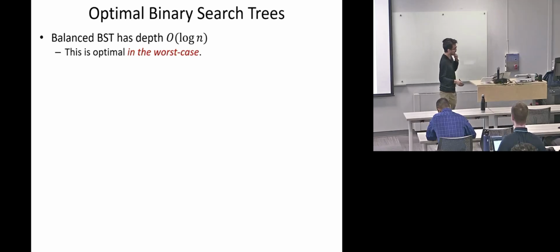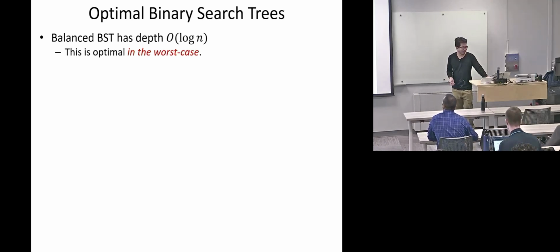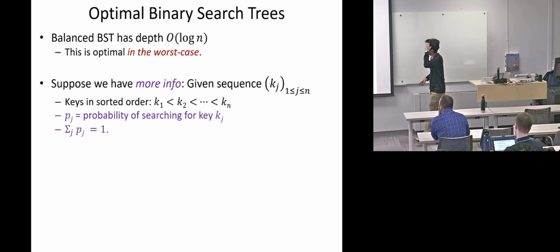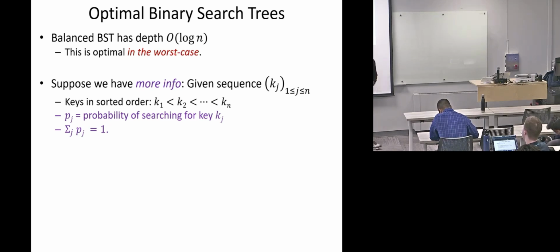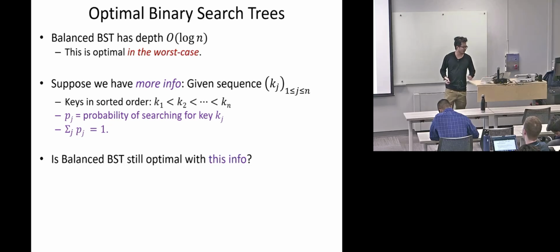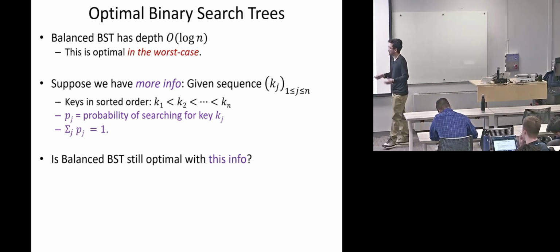Okay, that's good, but suppose that we know something more. Suppose I have more information, right? I still have n many keys like before, but suppose I know the probability that each key will be accessed. Some key will be accessed more often. Let's say I know that the first key will be accessed with probability 99%, and maybe the rest is of equal probability. Suppose I know this, we can ask, is it the case that balanced binary search tree is still optimal with this info?